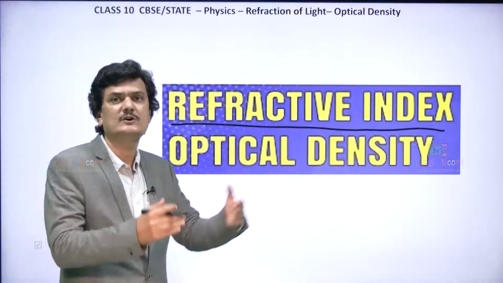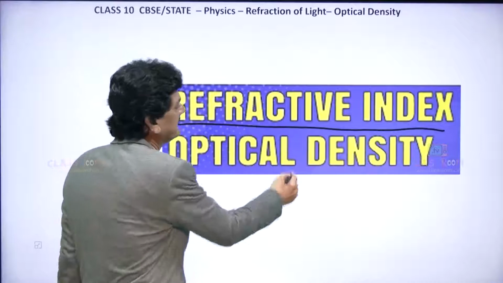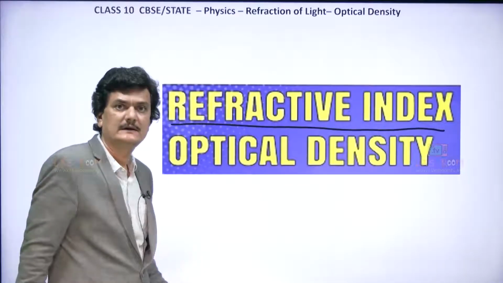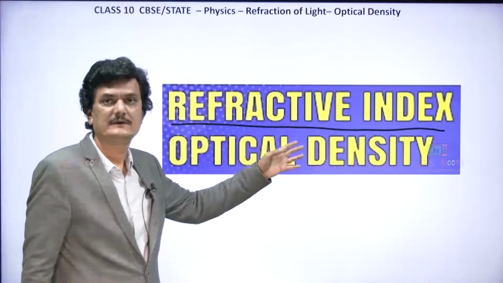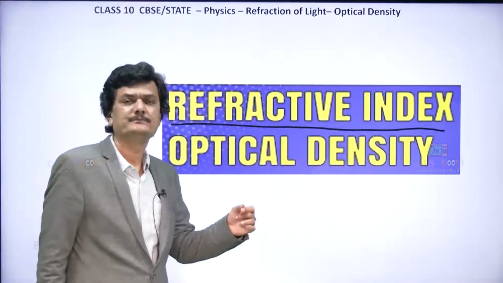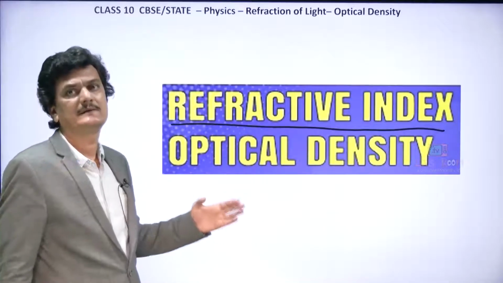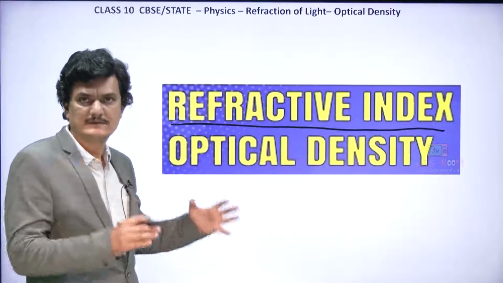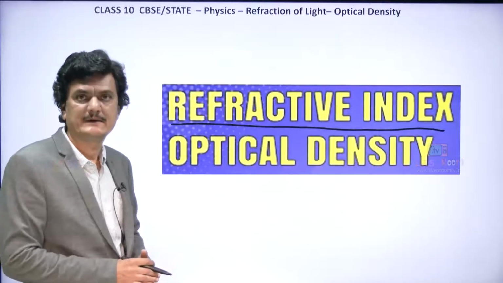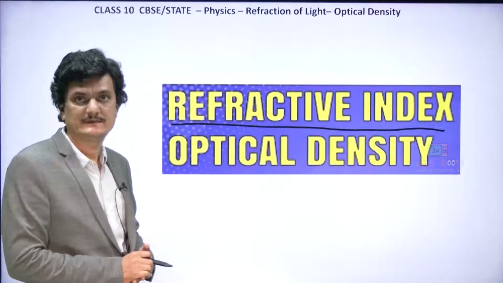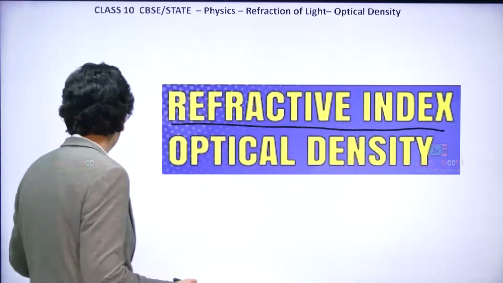Indication of that is called refractive index, and it is a measure of optical density. So now we will shift our attention from optical density to refractive index, and it is a very important concept in refraction. You should understand carefully the concept of optical density, the concept of refractive index, how they are interrelated, what the subtle differences are, and how refractive index measures optical density. All these concepts have to be understood carefully.